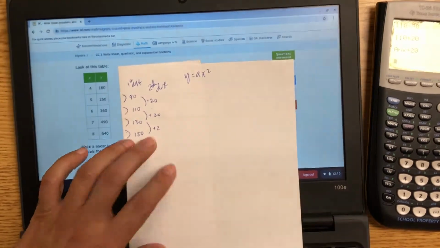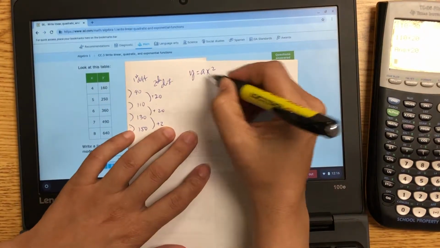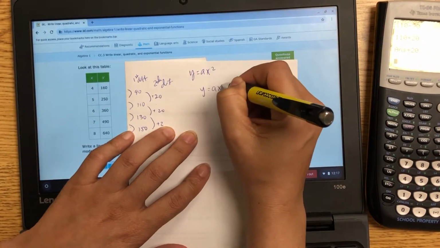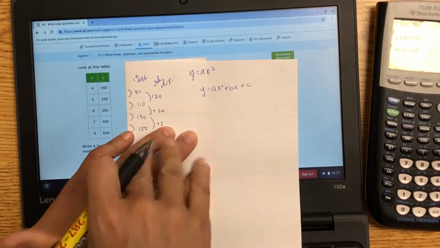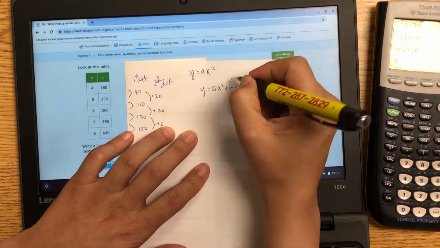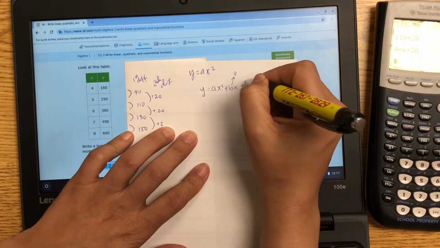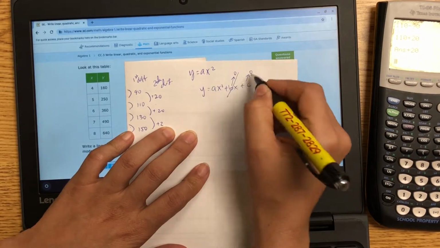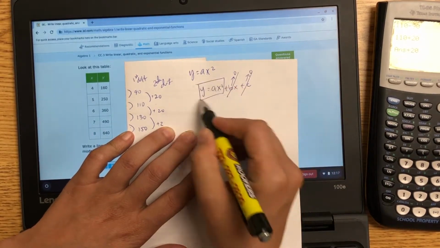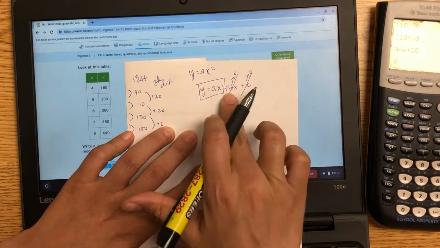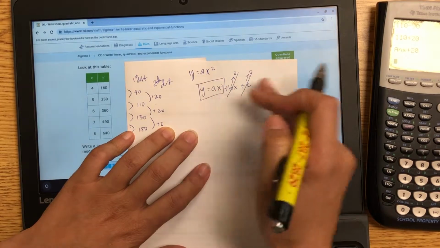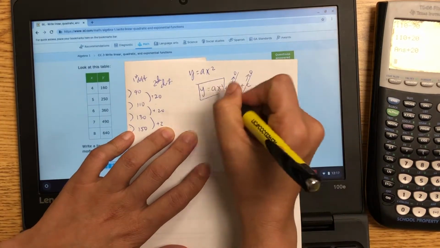ax squared. Now, for quadratic, the formula is actually longer. It's ax squared plus bx plus c. But because you don't have to know this in Algebra 1, IXL is only going to make sure that b is 0 and c is 0. That's why they only give you this part of the formula, because the only questions they're going to give you are like this. They're going to make sure that b and c are 0. So you don't actually have to calculate b and c. So all you have to do is plug this in.